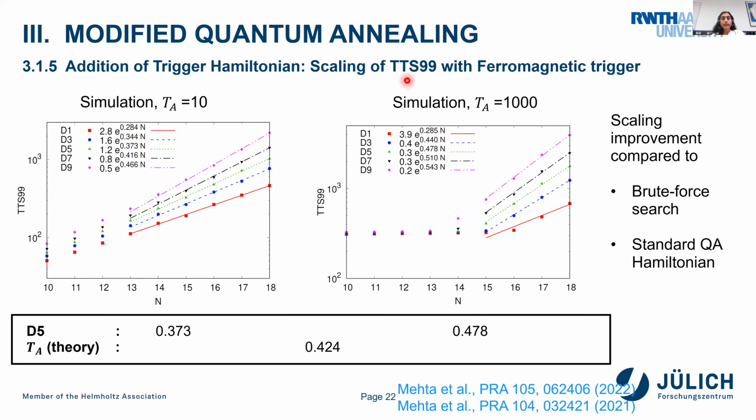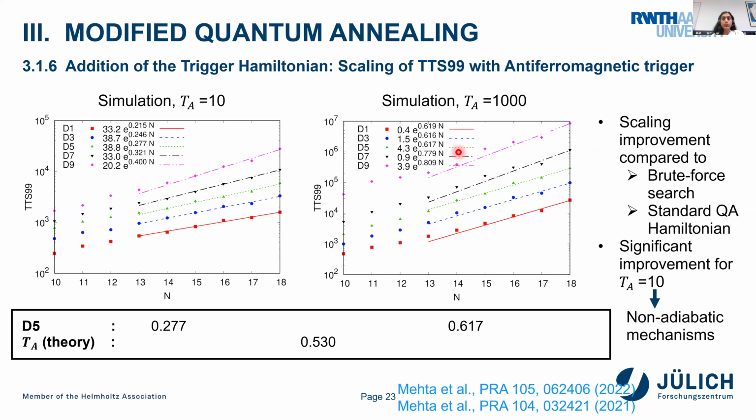Okay, so then we come back to the results for the scaling of TTS99, first with the ferromagnetic trigger Hamiltonian. In this case, we see that the scaling behavior that was predicted by the scaling of the minimum energy gaps is actually found to hold for long annealing times. This scaling exponent is also quite comparable, which means that we see a scaling improvement here as compared to not only the standard quantum annealing Hamiltonian, but also as compared to brute force search.